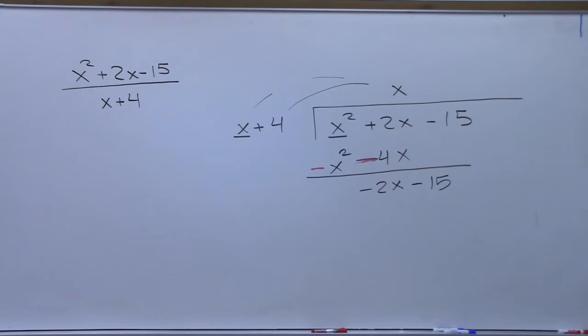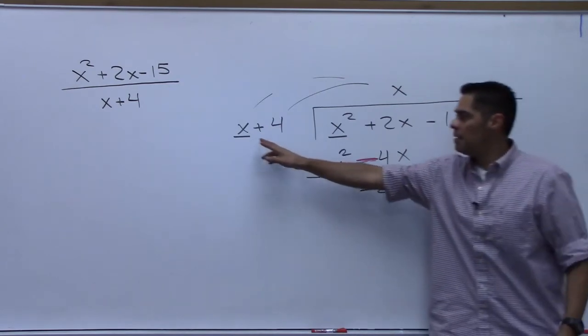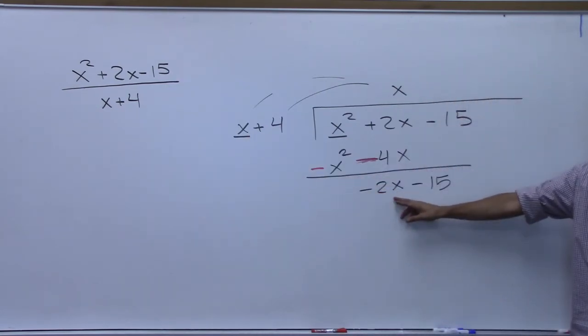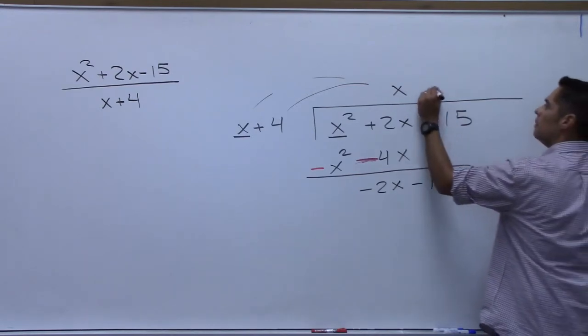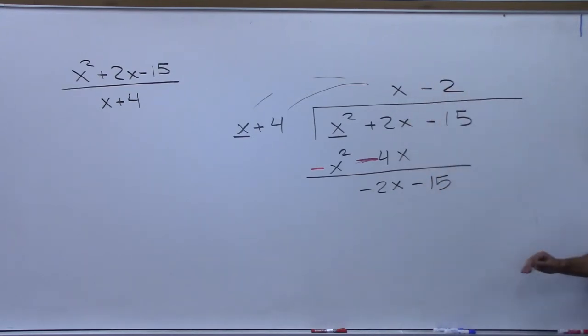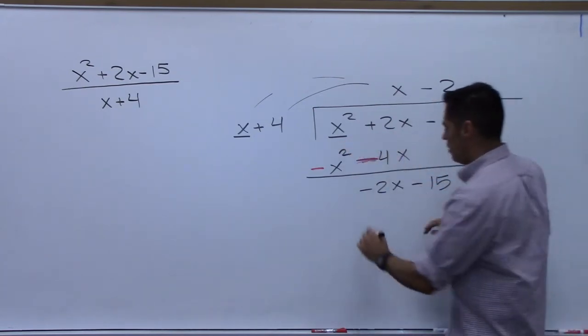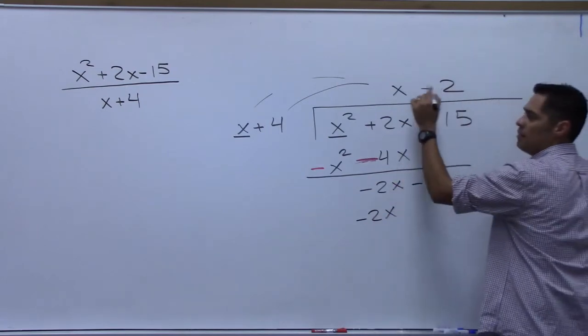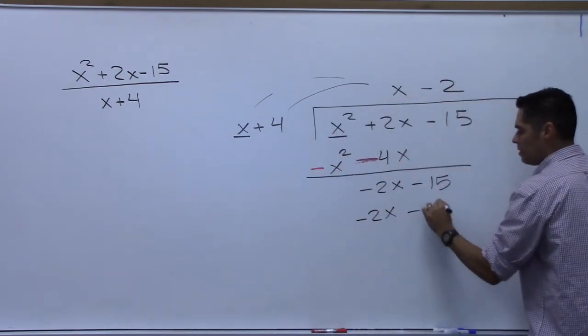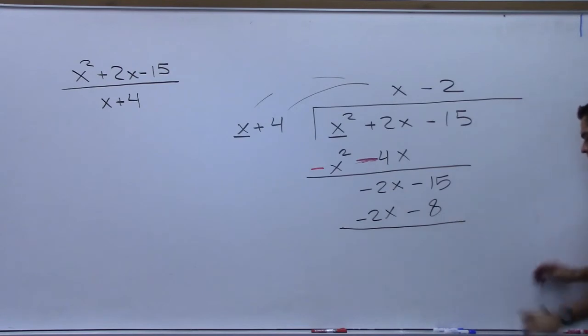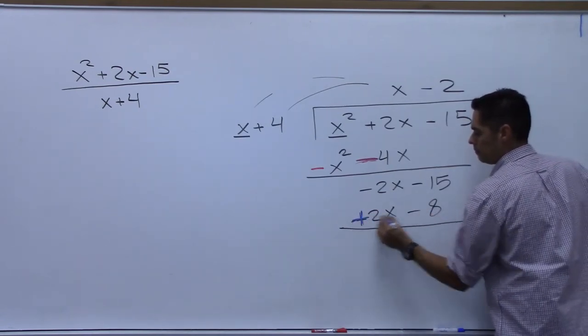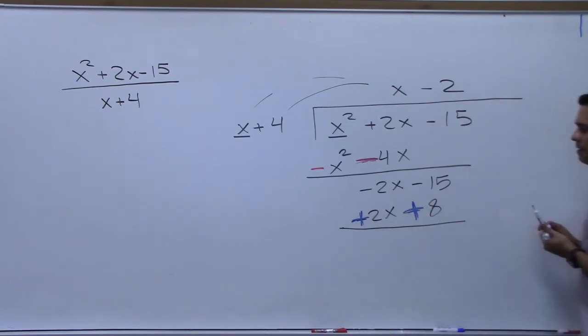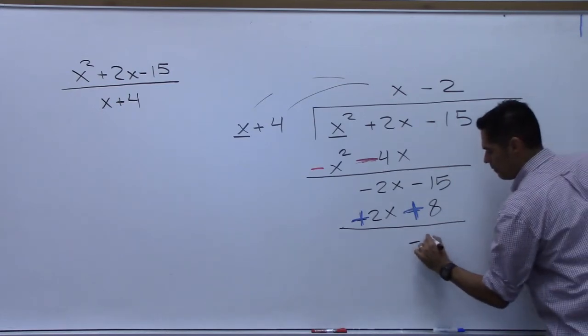So I go again, right? What do I have to multiply x by to get negative 2x? Negative 2. And then do the distribution again. So negative 2 times x is negative 2x. Negative 2 times positive 4 is negative 8. Come through, change the signs. Add down. What are you left with? Negative 7, right?